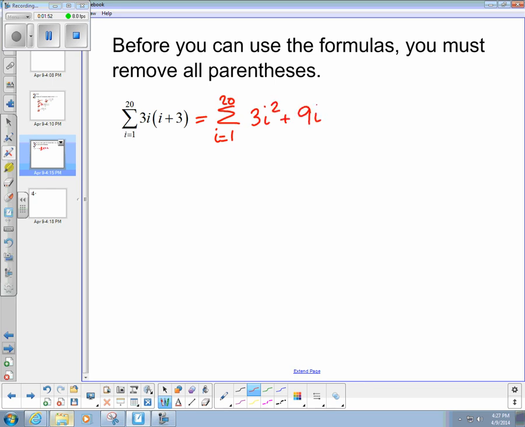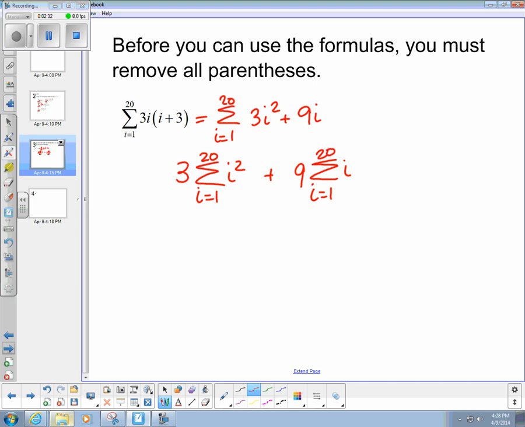plus 9i. Okay, now I don't have a formula for i squared plus i, but I can do the sums separately. And I also don't have a formula for 3i squared, I just have a formula for i squared. But if there is a constant in front of that i, then I can just take that to the front, and this is the same thing as saying 3 times the sum from i equals 1 to 20 of i squared. So I can use my formula for i squared and then multiply that answer times 3. Okay, I'm going to do the same thing over here. I'm going to put the 9 here and then use the formula for i.